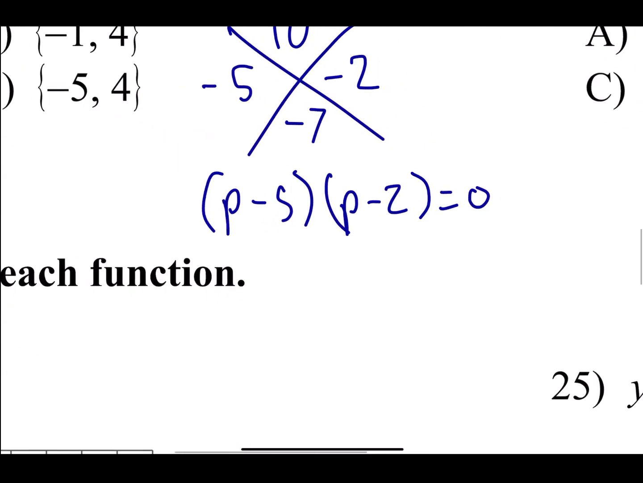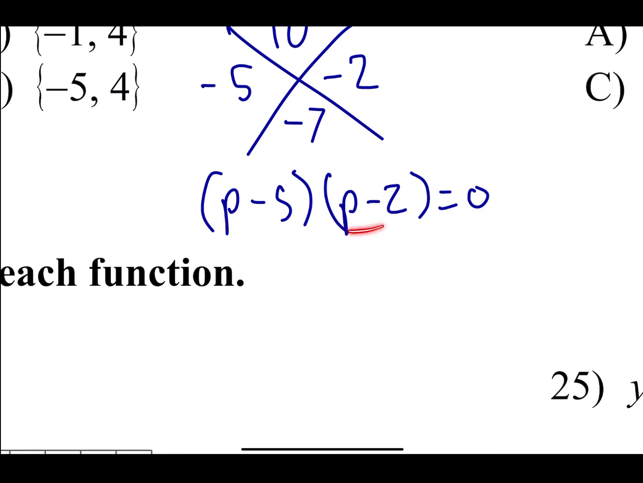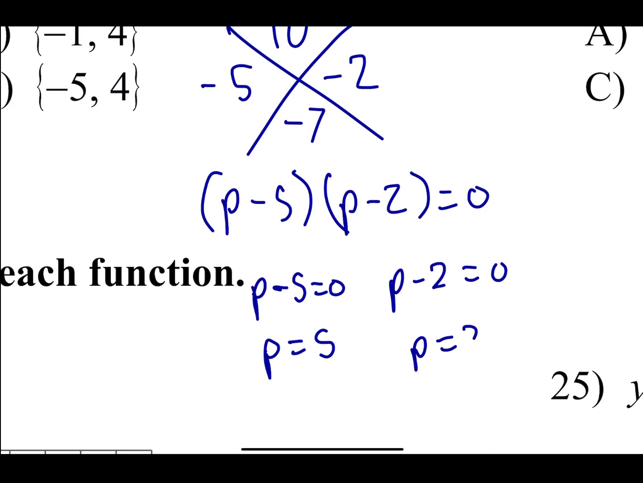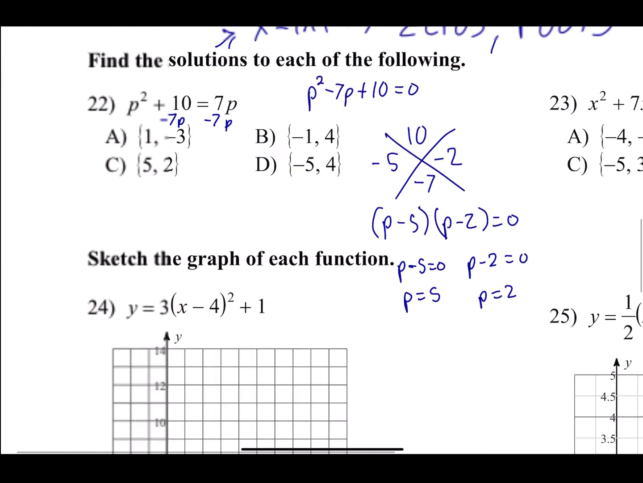And by the zero product property, either this thing equals 0 or this thing equals 0. So when p minus 5 equals 0, or when p minus 2 equals 0, p would equal 5, and p will equal 2. Because 5 minus 5 is 0, 2 minus 2 is also 0. So our two solutions are two x-intercepts, because these are not coordinates. This is not x comma y. That would require parentheses. These are brackets, which means how many x's do I have as solutions? 2 of them. One of them is 5, one of them is 2. The answer is C.